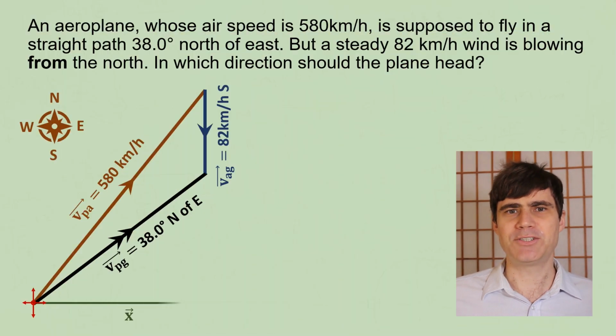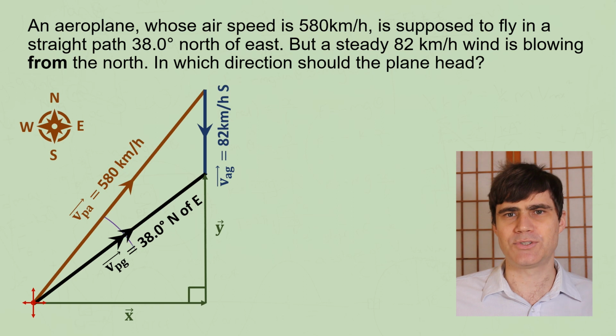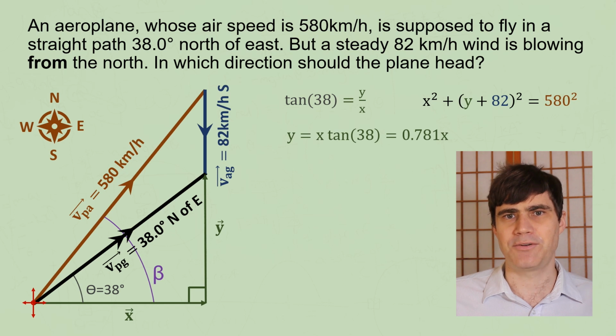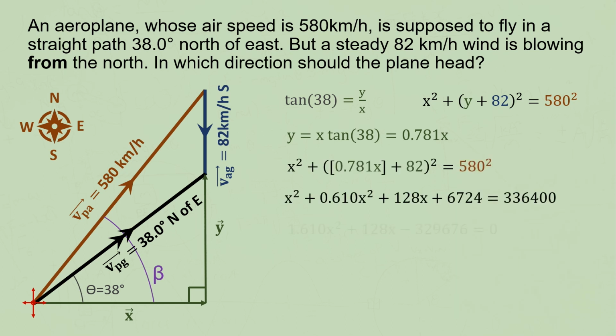But now let's use good old Pythagoras theorem instead. So we'll add these two sides to make two right-angled triangles. Let's use SOHCAHTOA on the smaller one and Pythagoras on the larger one, and then substitute the first equation into the second. That gives us a nice quadratic, which we could solve using the quadratic formula, but I'm going to be lazy and solve it with an online calculator. That returns one real root of 415 kilometers per hour for x.